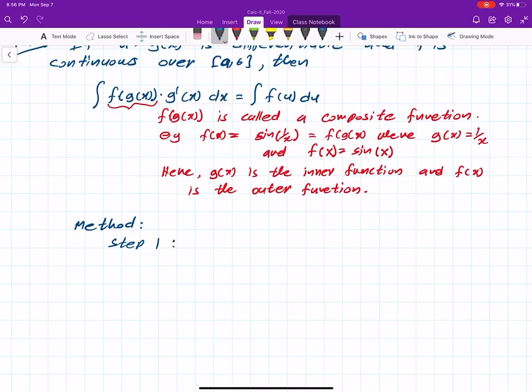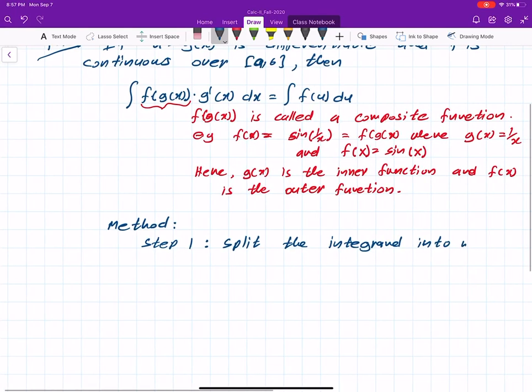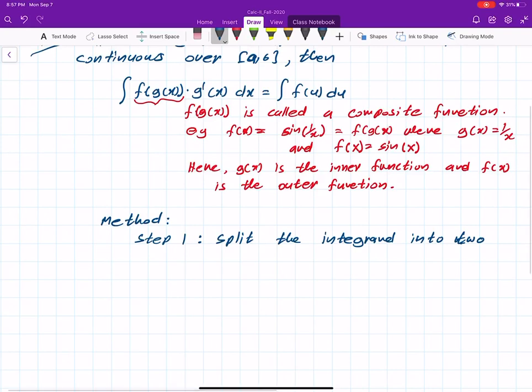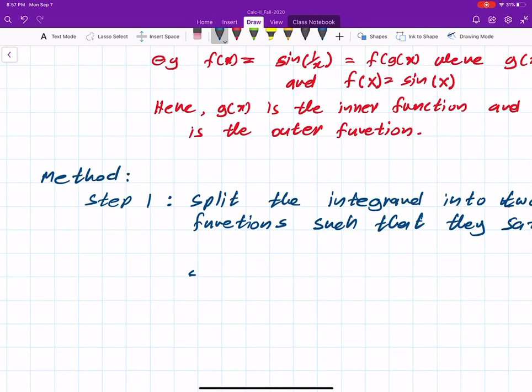Step number 1. In step number 1, split the integrand into two functions such that they satisfy step 2.